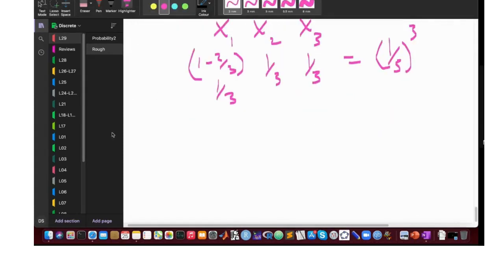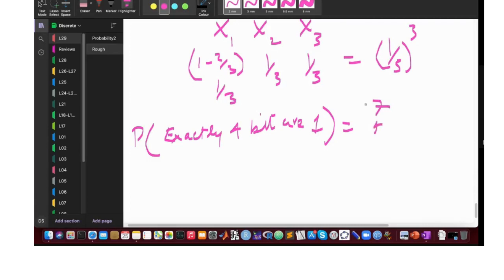This completes the statement. The probability that exactly 4 bits are 1 is equal to 7 choose 4 times 2 over 3 to the power 4 times 1 over 3 to the power 3. Let this part sink in.